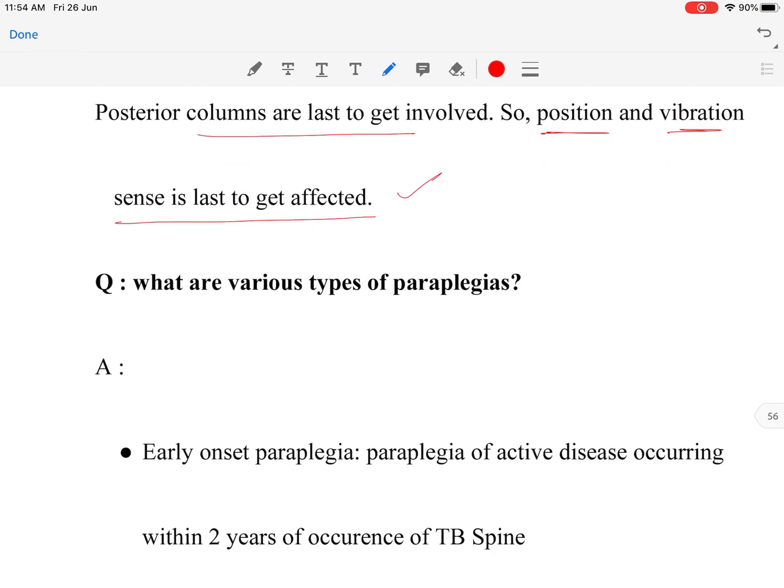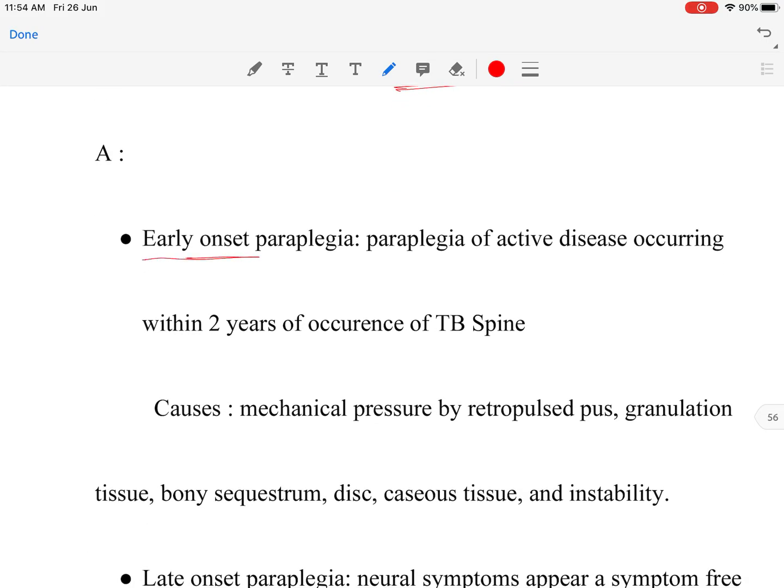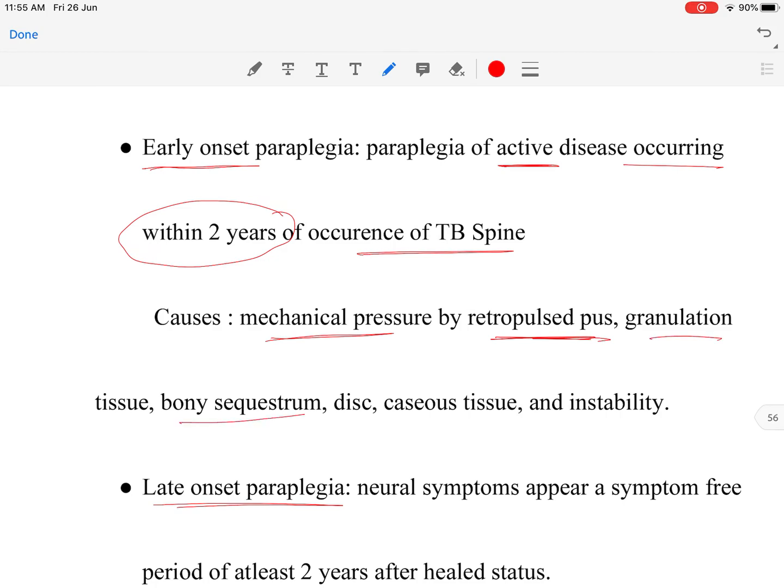Another classification is depending upon the time of onset. So it is early onset paraplegia or late onset paraplegia. Early onset paraplegia is the paraplegia of the active disease, which occurs within 2 years of the occurrence of the tubercular spine. Here the cause is basically mechanical: retropulsed pus, granulation tissue, bony sequestrum, caseous tissue and instability. These are all the causes in case of early onset paraplegia.